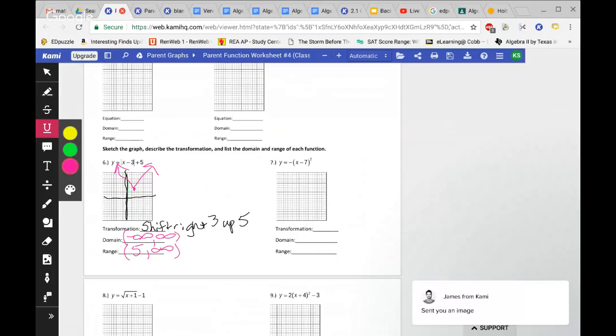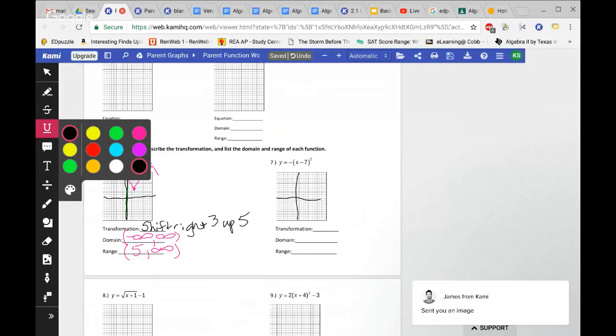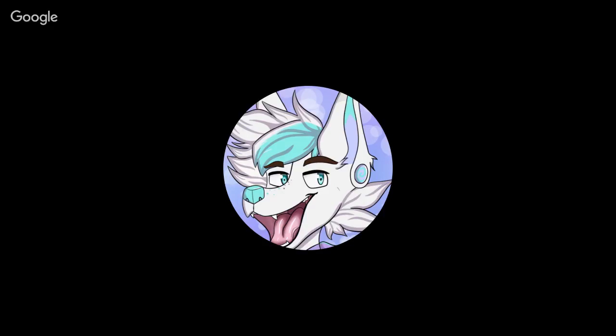I should be putting parentheses around that. I'm sorry. Okay, so on this next one, it's a quadratic. And my transformation is going to be shifted right 7. And it's going to be flipped across the x-axis because of the negative right there. Okay? That makes sense. All right.